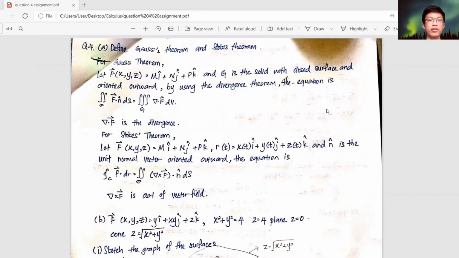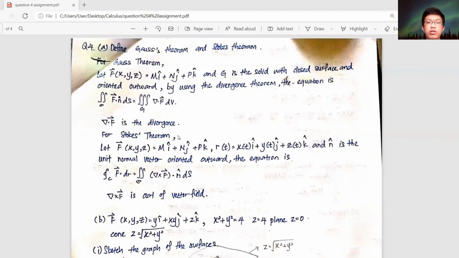Question 4a, define Gauss theorem and Stokes theorem. For Gauss theorem, let vector F(x,y,z) equal M i plus N j plus P k, and G is the solid with the closed surface oriented outward. By using the divergence theorem, the equation is this, and del dot vector F is the divergence.